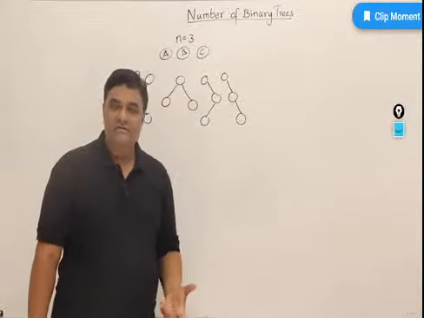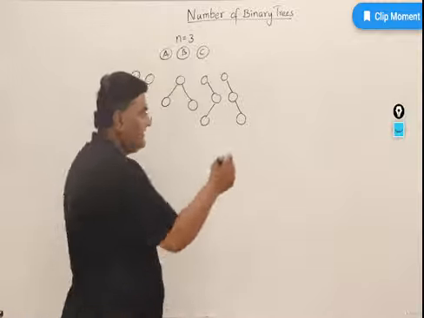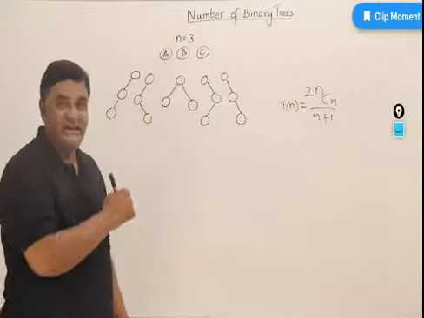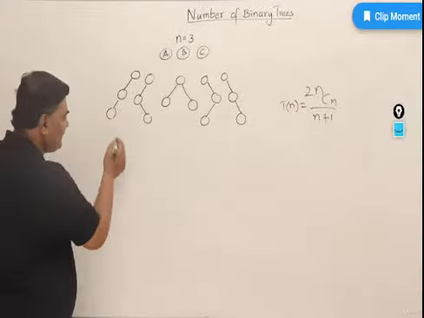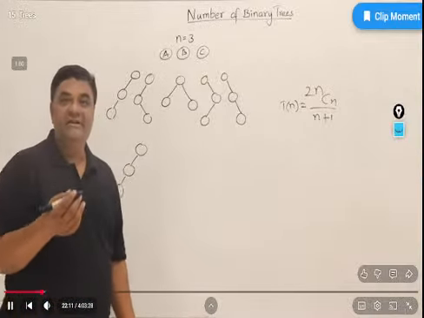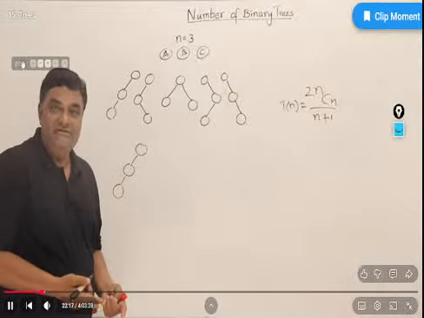So without labels, we already know the answer. Without labels, there are 5. And the formula is 2n Cn by n plus 1. We already know the formula. And for 3 nodes, the answer is 5. But no, these are labeled. So labeled means if I pick up just one tree, then this is unlabeled. So if I try to label it, how many ways can I label it? 3 labels can be filled in how many ways? 3 factorial ways. Let us see.